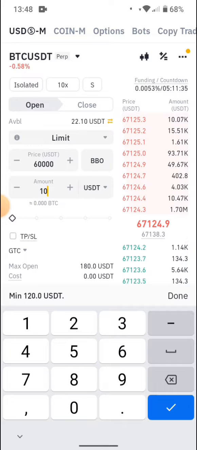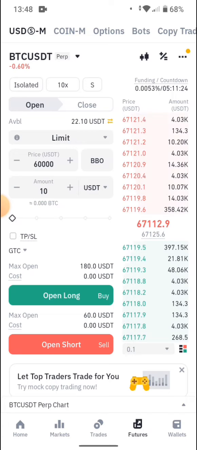So after buying Bitcoin at 60,000, you wait for Bitcoin to move up, let's say 61, 62, or 65,000, and you sell, which means you make profit. So we are going to open a trade shortly. I just want you to know the interface.